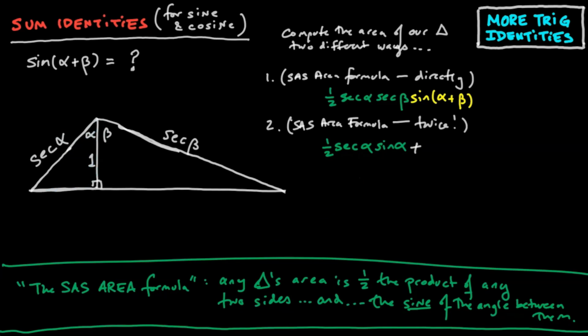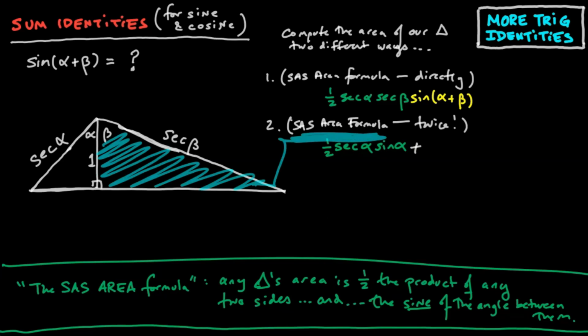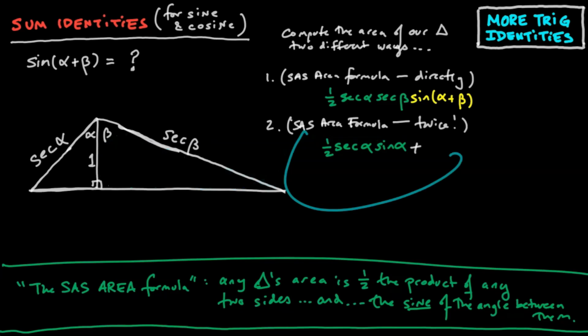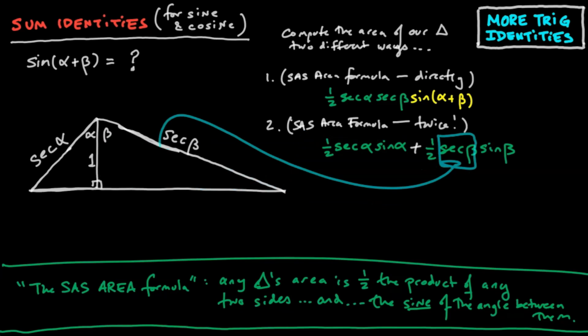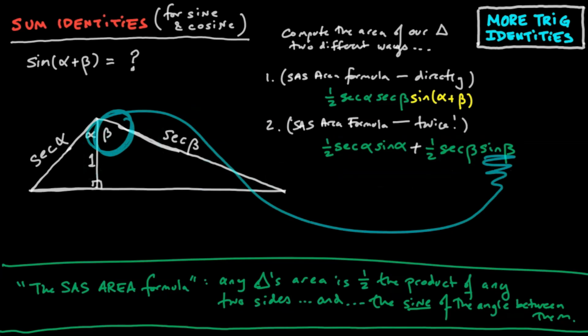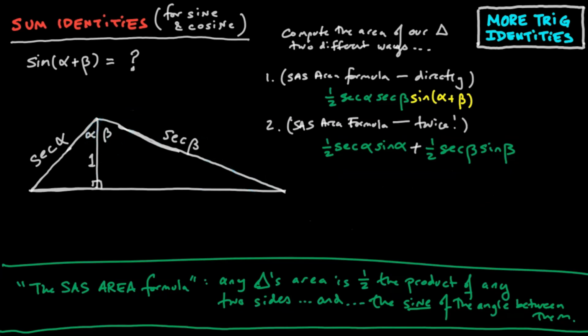But we have to add to that the area of the triangle on the right. And if we get that using the side angle side area formula, we get half of secant beta, which is the product of the two sides, times the sine of just plain old beta, the angle between them. All right, so this is great news because we now have two expressions for the same geometrical quantity, area of that triangle.